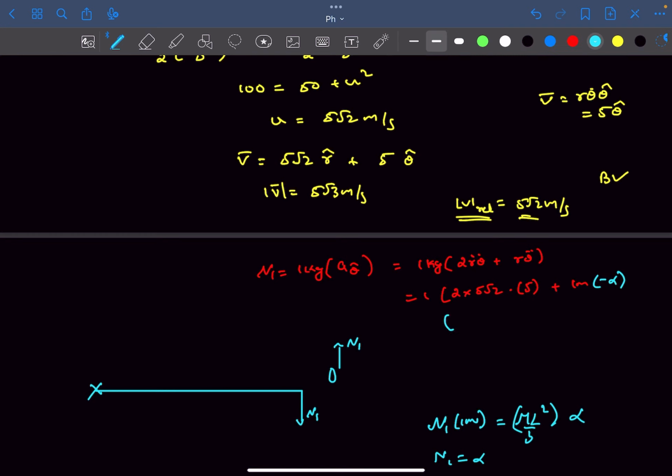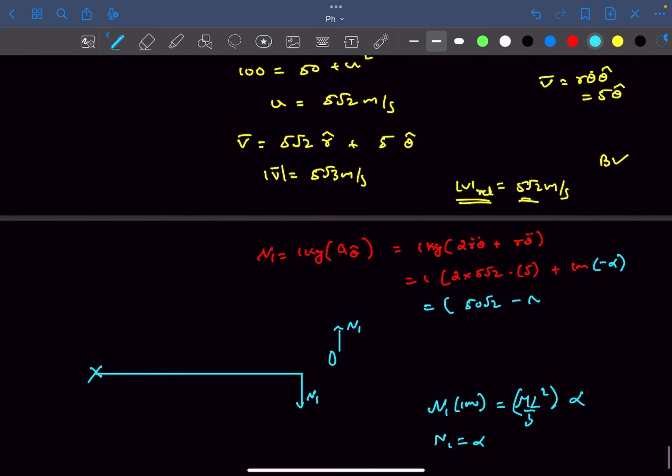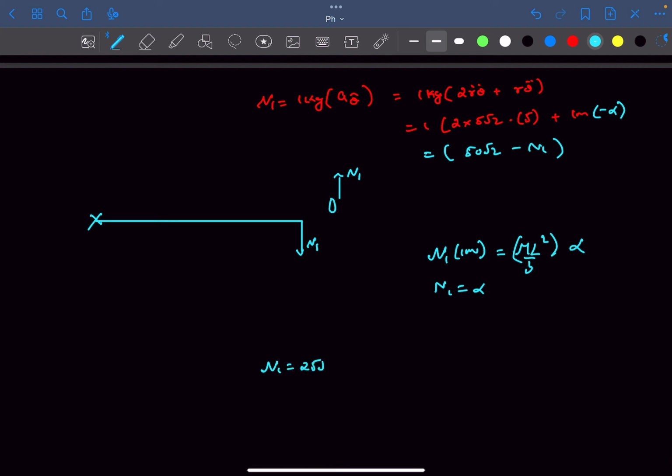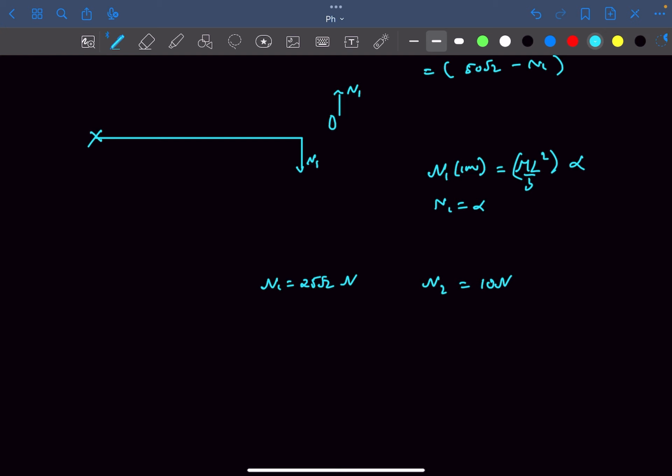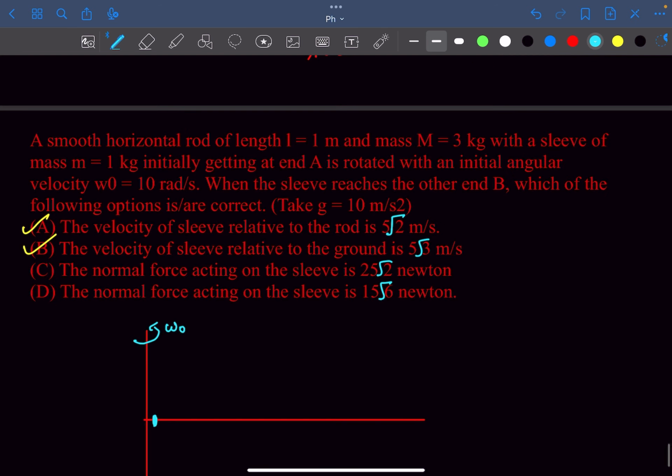So this would be 50 root 2 plus minus alpha, and alpha we determined as N1. We'll get N1 as 25 root 2 newtons, and N2, the other normal, we determined to be 10 newtons. So these are the two normal reactions acting on the bead. The net normal will be under root of N1 square plus N2 square, as both of these normals are perpendicular to each other. I can take out a 5, so this finally will be 15 root 6 newtons, and this is going to be the net normal force. So option D is also correct. The answer to this question will be option A, B, D.